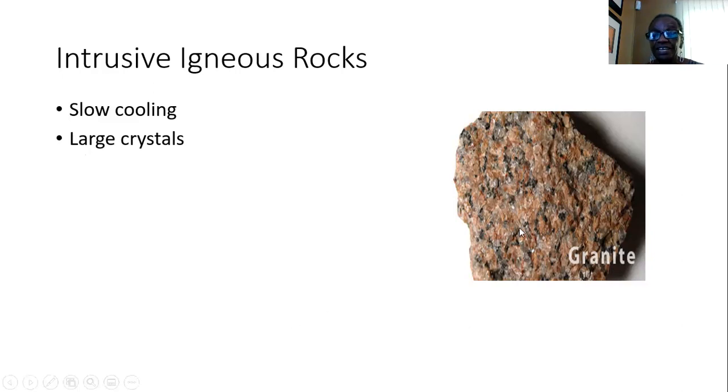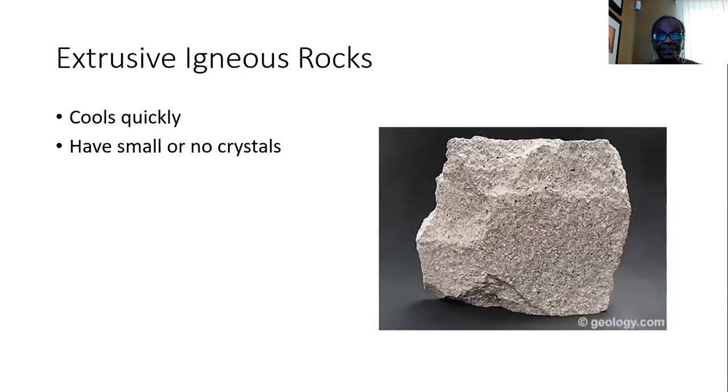Look at the granite here. See the large crystals? And those large crystals, specks, as we may sometimes call them, are the minerals that make it up. All right, then there are extrusive igneous rocks. These cool quickly. And so they have small crystals. Extrusive igneous rocks can have small crystals or no crystals at all. This one has small crystals.